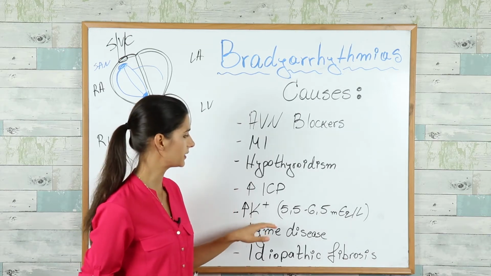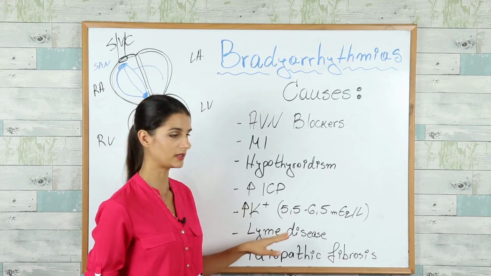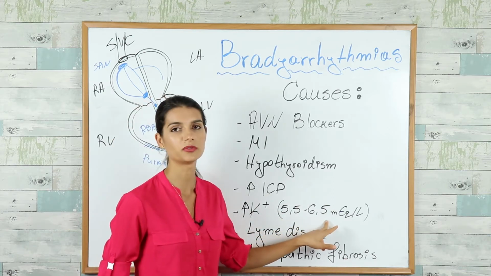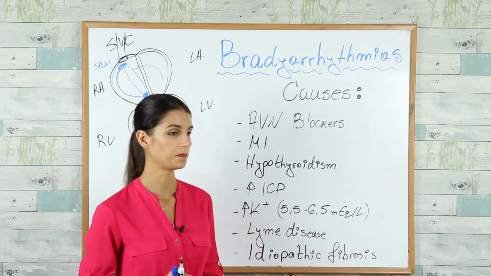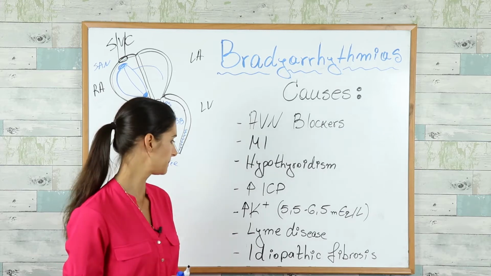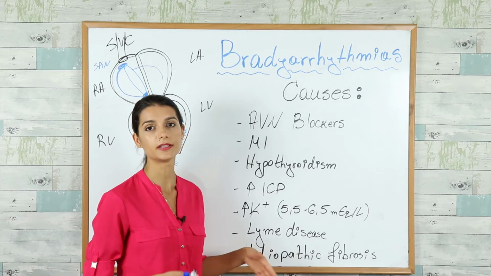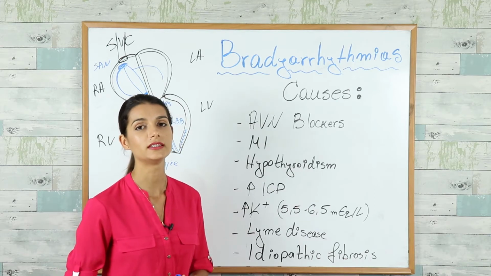Also, hyperkalemia can lead to bradyarrhythmias, especially when the potassium is between 5.5 and 6.5 milliequivalents per liter. This will lead to increased PR interval. And what is normal potassium? 3.5 to 5. Okay.